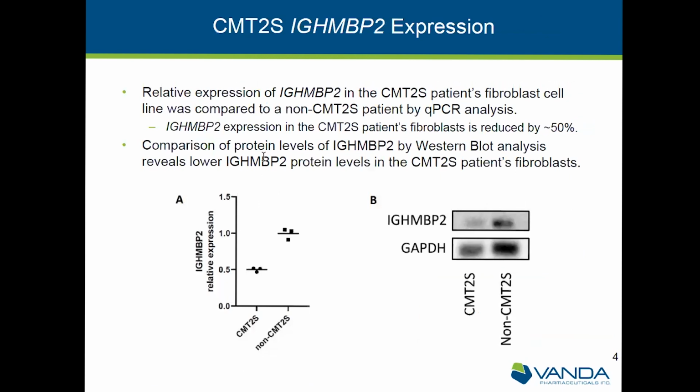At this point, we compared the patient's cells, collecting skin fibroblast cells, to a healthy control just to establish RNA levels as well as protein levels by Western blot. And we do see that deficiency, as expected.